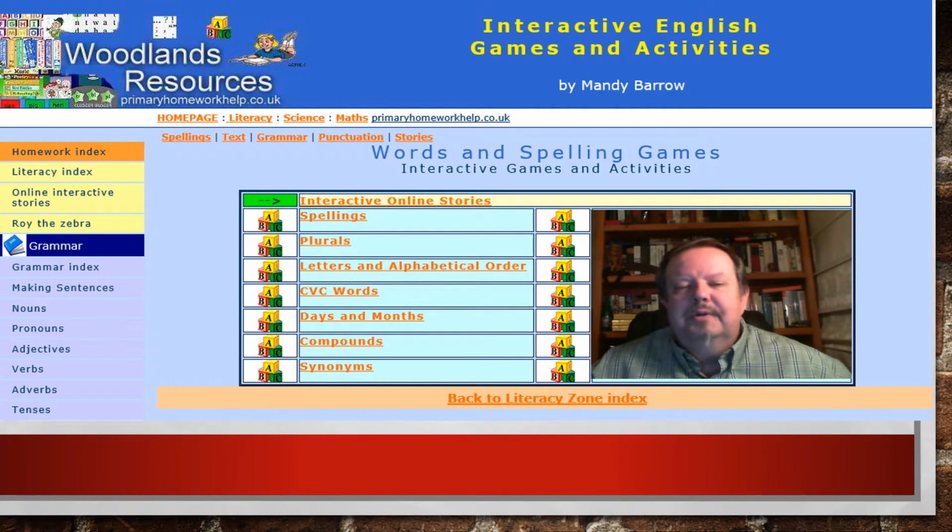Here's a larger screenshot of the Woodlands Resources site, and you can see that they have resources for grammar and making sentences. There's nouns, pronouns, adjectives, so on and so forth, and then a whole listing here in the center of interactive activities. I note that they have interactive stories where you can focus on spelling and on plurals. So lots of different skills on this particular site. Notice that it's an interactive English game and activity site, and this would be very helpful. It's free, again, and would be a great addition to your classroom resources.